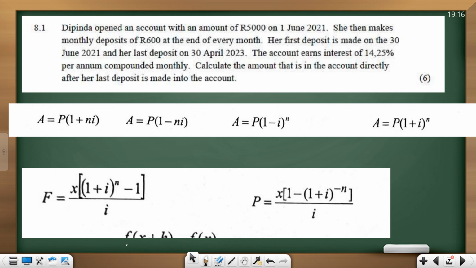Don't see that, then we're not going anywhere. When you make a single deposit, it's A. That money grows. When you make consistent deposits, it's F. All right? Her first deposit is made on the 30th of June 2021, and her last deposit is made on the 30th of April. Let's count the number of months there. So definitely we know we're using A and F. Calculate the amount that is in the account directly after her last deposit.